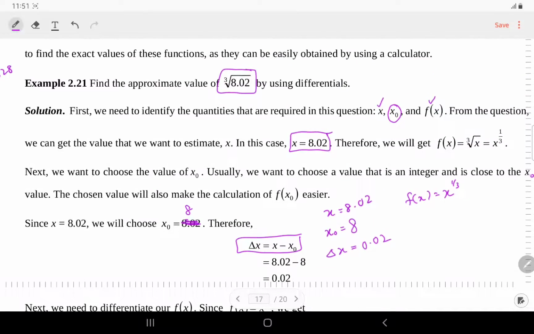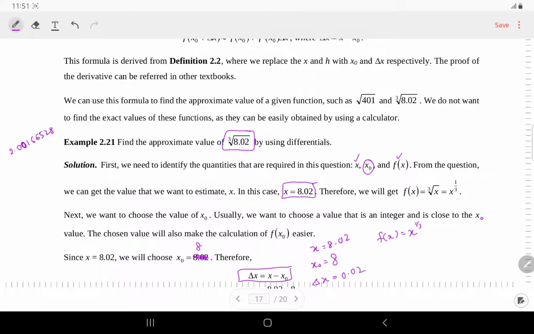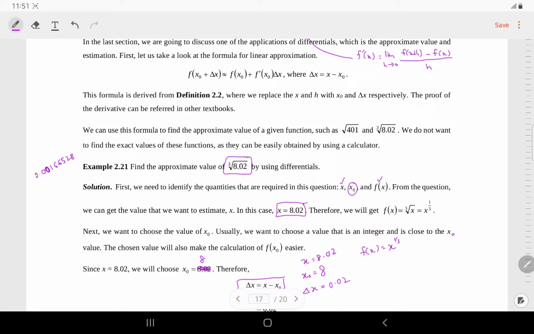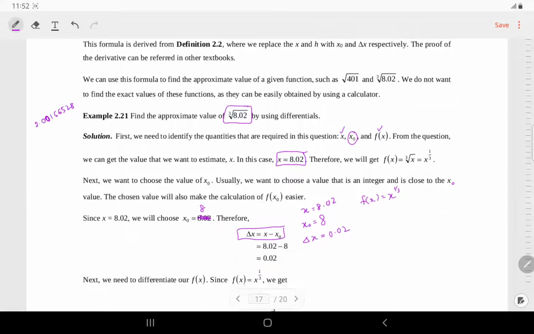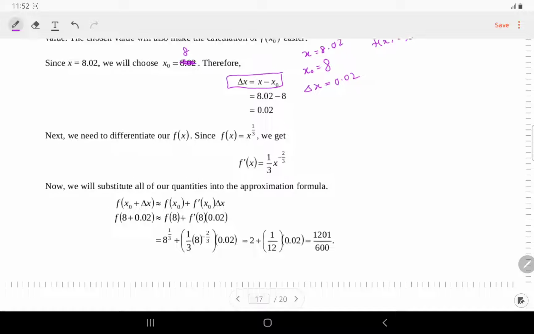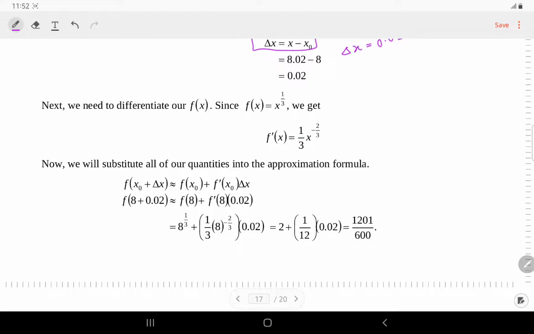Okay, so after that we just have to insert all of this into this formula. In the formula, f(x naught), here we have f, our x naught is 8, so f(8) plus f prime 8 multiply with our difference x, which is 0.02. So we get this. This is the formula for approximation. So f(8) plus f prime 8 multiply with 0.02.